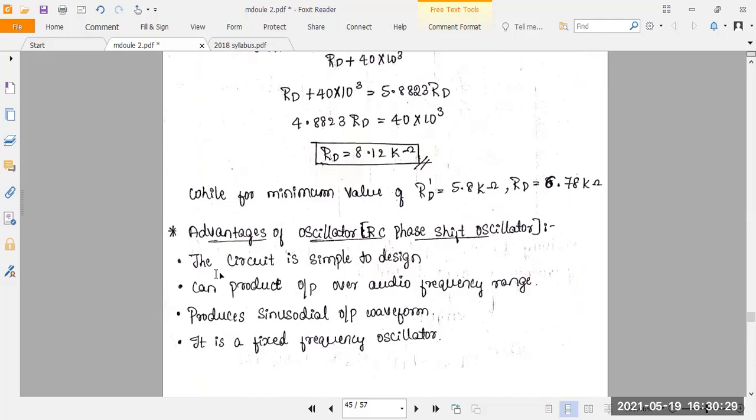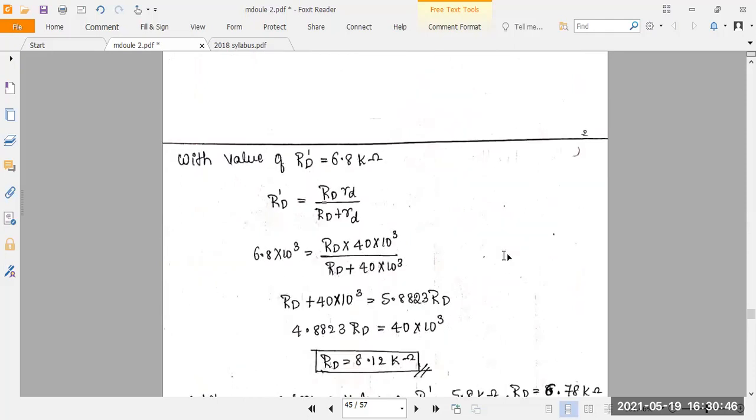So what are the advantages here? The circuit is very simple to design, and it can produce output over an audio frequency range. It produces a sinusoidal output waveform, and it is a fixed frequency oscillator. These are some good advantages of using this oscillator.